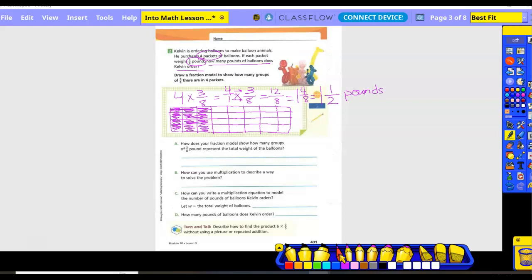pounds. How does our fraction model show how many groups of 3/8 pounds represent the total weight? So we did 4 groups of 3/8, right? Okay. How can you use multiplication to describe a way to solve the problem? So we went ahead and did an equation up at the top. Okay, and we ended up getting 12/8 and then simplifying. How can you write a multiplication equation to model the number of pounds? So we just did that up there, right, guys? Okay. So how many pounds of balloons does Kelvin order? 1 1/2 pounds.